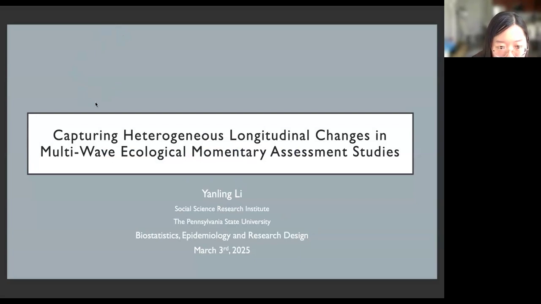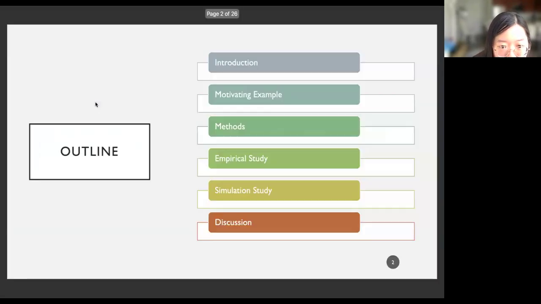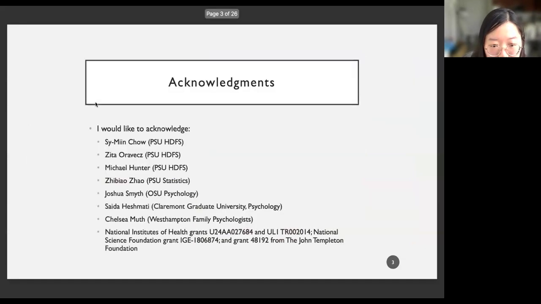So first, an outline of this presentation. I'll introduce a little bit about the multi-wave EMA study, followed by the data we collected in our motivating example. Then I'll introduce the method we proposed, and then one empirical study and one simulation study to further illustrate the methods. And finally, we'll do the discussion.